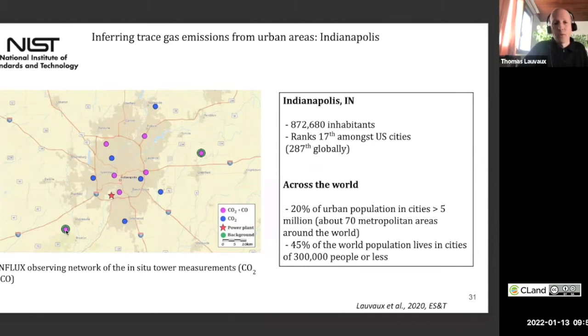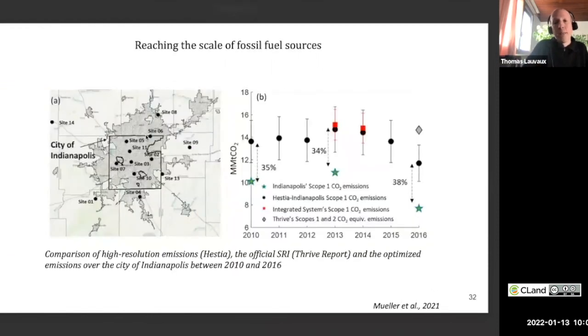You have a tower to get the upwind, so you know what's coming over your city, the CO2 coming over, and then you measure what's coming out. So it's exactly like a mass balance experiment. You know what's coming in, you know what's coming out. The difference between the two gives you what has been emitted by Indianapolis. And this is what we found.